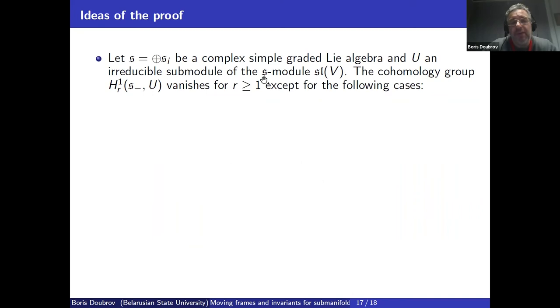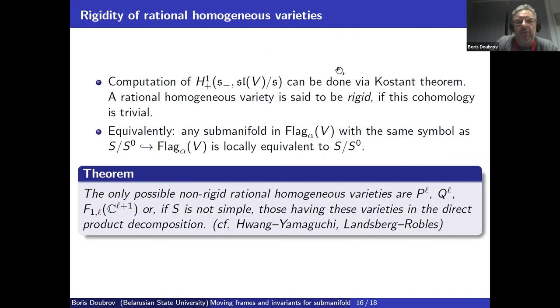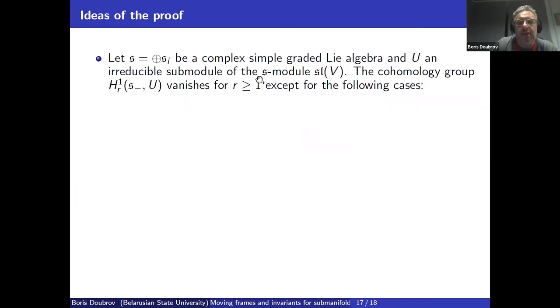So ideas of the proofs. For simplicity, let's take a complex simple graded Lie algebra. To compute this, we have to decompose SLV by S into all possible irreducible representations of S, and then apply Cartan theorem to each of these irreducible pieces sitting here. So this is exactly what we do. We take any irreducible submodule of the S module SLV. We don't even quotient by S, we just take any irreducible module.